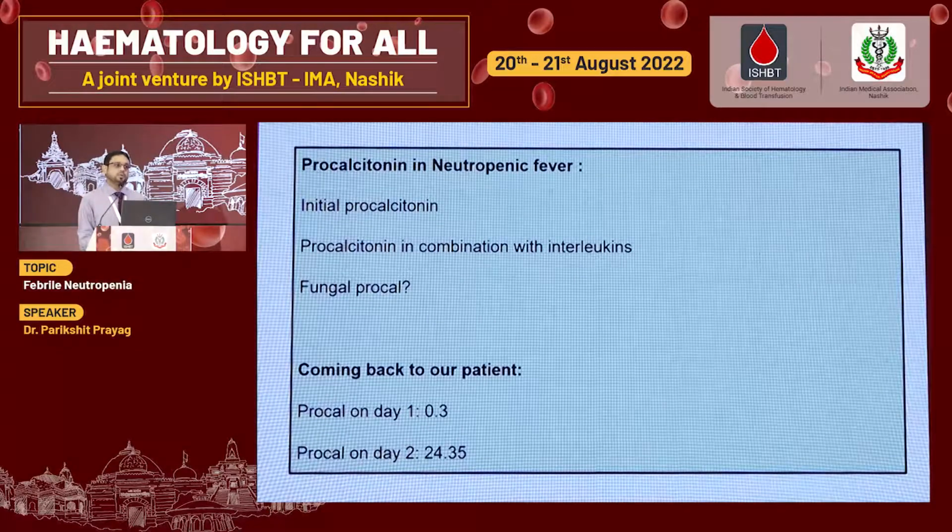Now, the important question is, how do we optimize the microbiological aspects of this? So try and send more sets of blood cultures. Although if you look at studies, more than 2 sets of blood cultures really don't add much in your neutropenic patient.